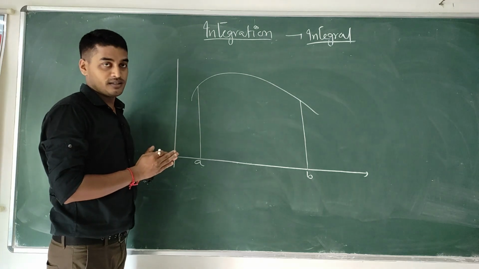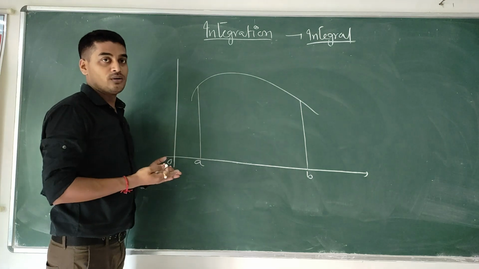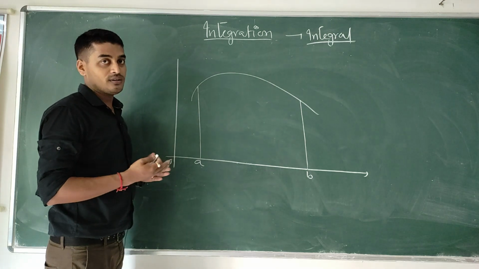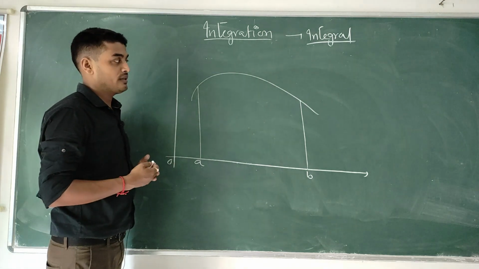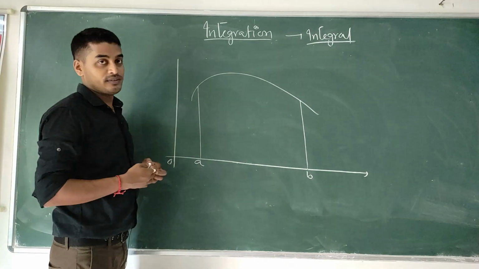It is not a regular figure, because it is not a circle, not a rectangle, not a square, not a triangle, or any such regular figure. So how can we find out the area bounded by any such curve?